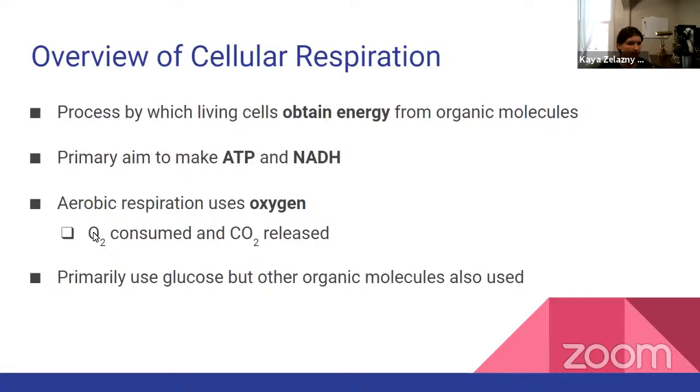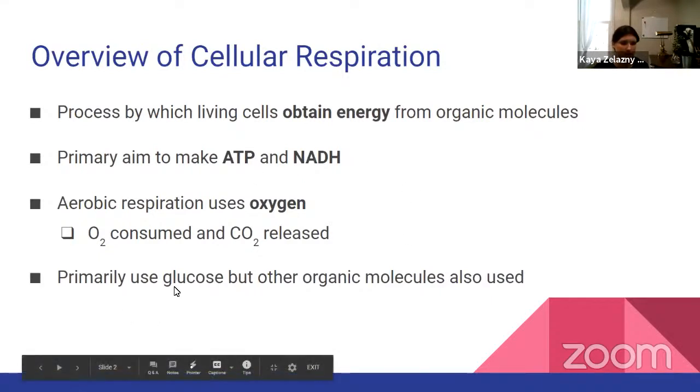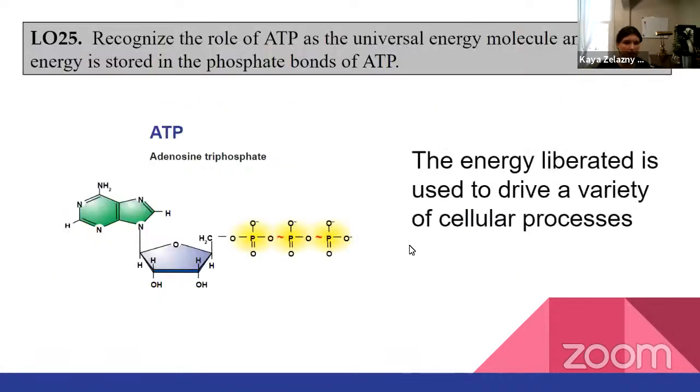When we talk about aerobic respiration, we're saying that it uses oxygen. We do also see some cases of anaerobic respiration, specifically a process called fermentation. We're going to see that the cell has ways to make energy, make ATP, even without oxygen present. Okay. So for the purpose of this course, we're talking about glucose. Other organic molecules could be involved.